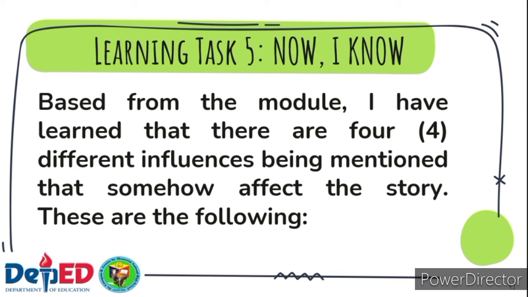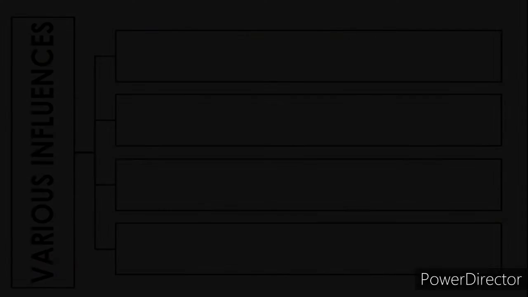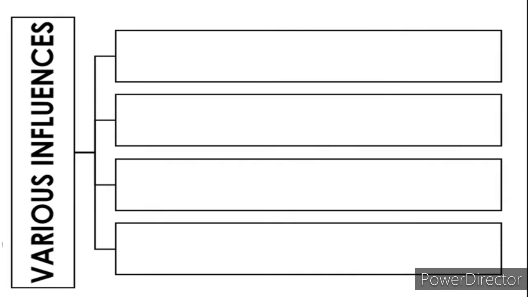Based on the module, I have learned that there are 4 different influences being mentioned that somehow affect the story. These are the following. Grade 7, there is no need for you to worry about the graphic organizers to be used because you can use the ready-made graphic organizer for you. So we have the various influences, and on the 4 boxes, you're going to write there the different influences or factors in literary selection.